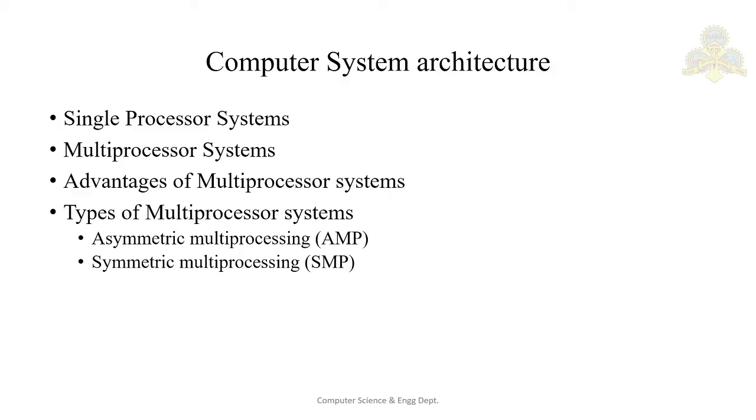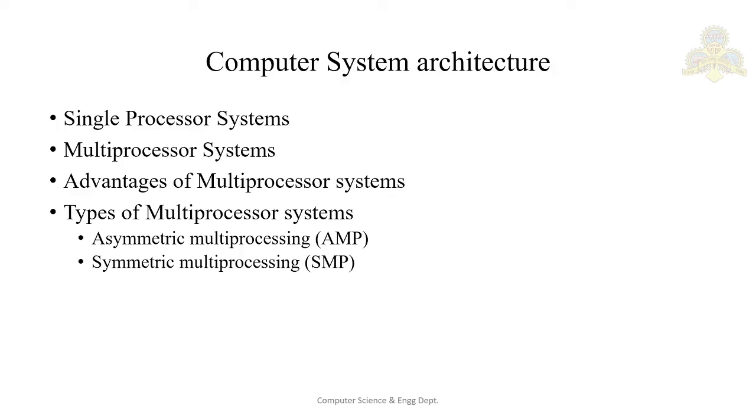The second advantage is economy of scale. Because these multiprocessor systems share peripherals, mass storage, power supplies, etc., they cost less than the equivalent multiple single processor systems. Getting it?